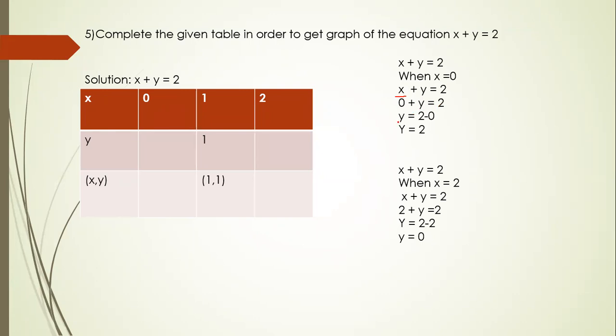This y we will copy as it is and we will change the place of 0 from left hand side to the right hand side. So in the next step, we will write y is equal to 2 minus 0. So y is equal to 2 minus 0. The answer for this is 2, right? So here in the table, we will write 2. So when x is 0, the value of y will be 2, right?